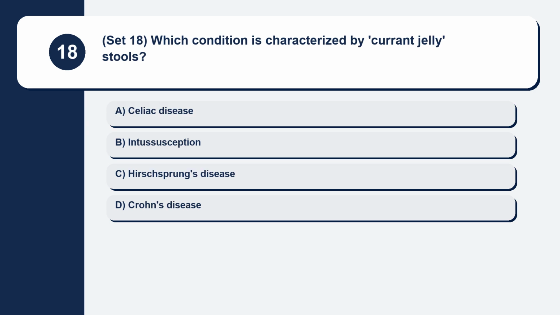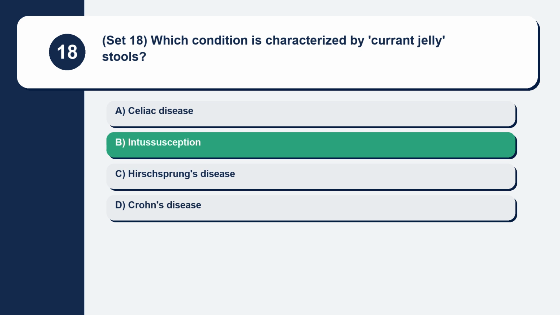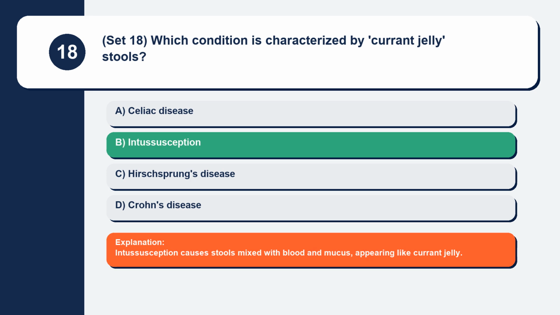Question 18. Set 18. Which condition is characterized by currant jelly stools: celiac disease, intussusception, Hirschsprung's disease, Crohn's disease? Intussusception causes stools mixed with blood and mucus, appearing like currant jelly.